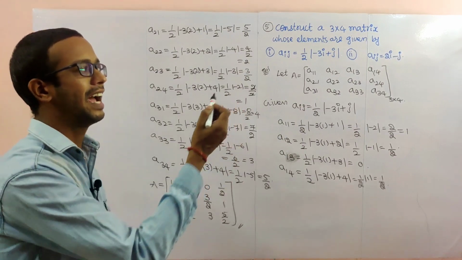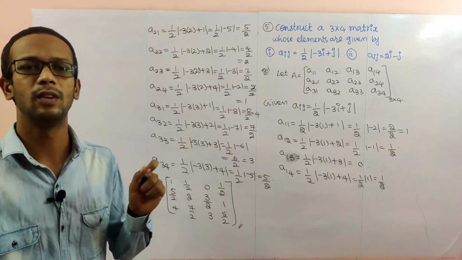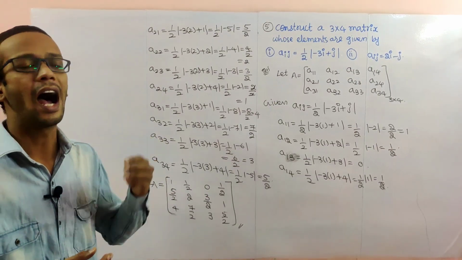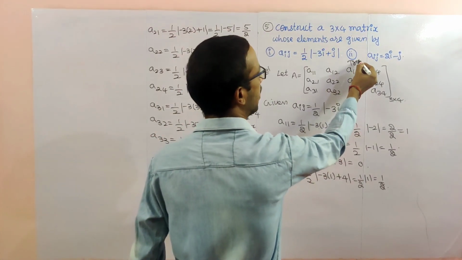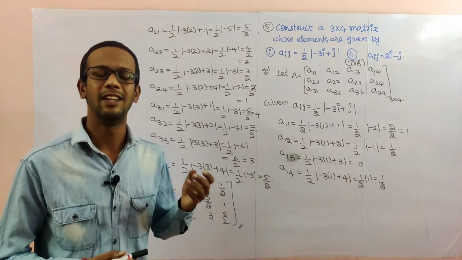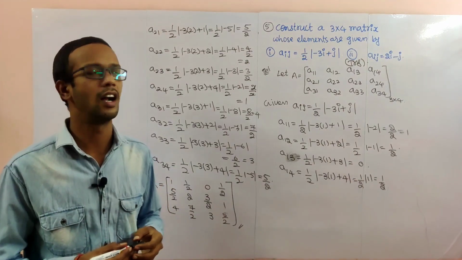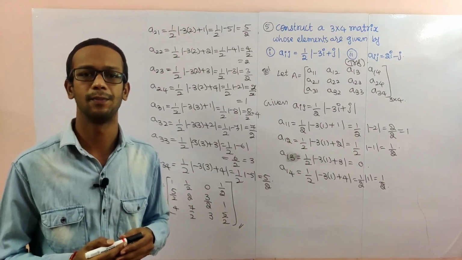Next, Aij is equal to 2i minus j. Very simple problem. There is no mod. If we get a negative, negative only we have to write. 2i minus j condition. So take this problem as homework. Try it yourself. With this problem, today's class is completed. In the next class we'll continue the remaining exercise and example problems. Thank you.